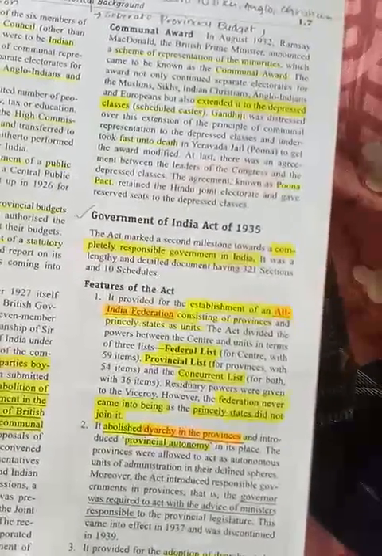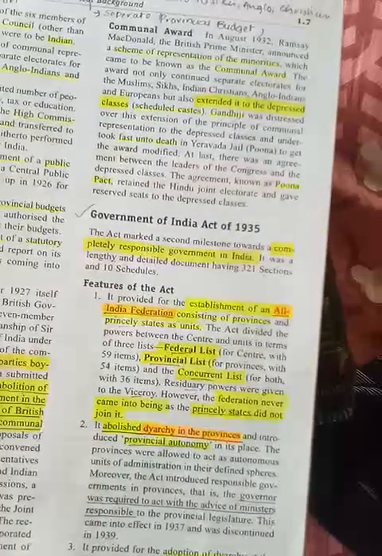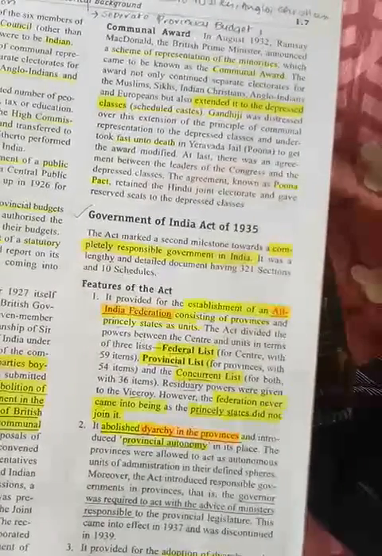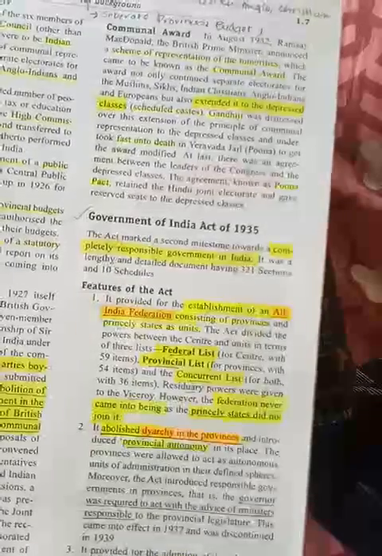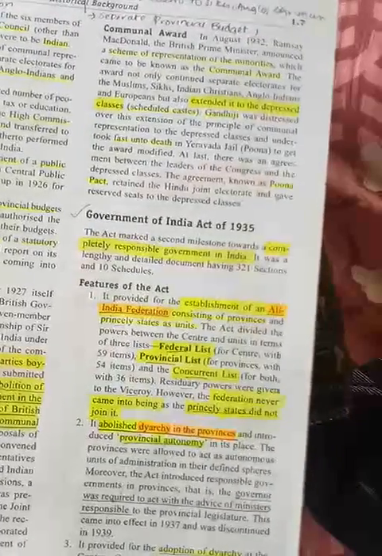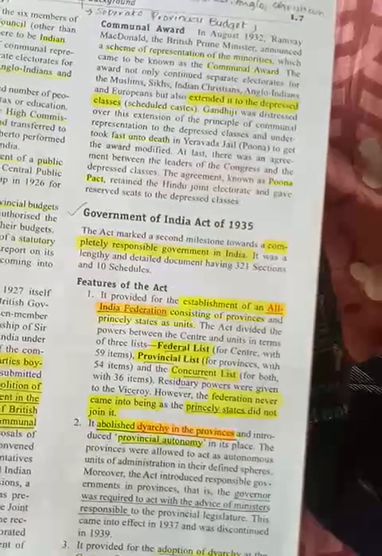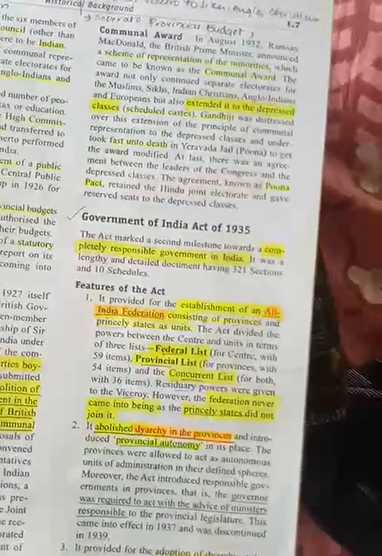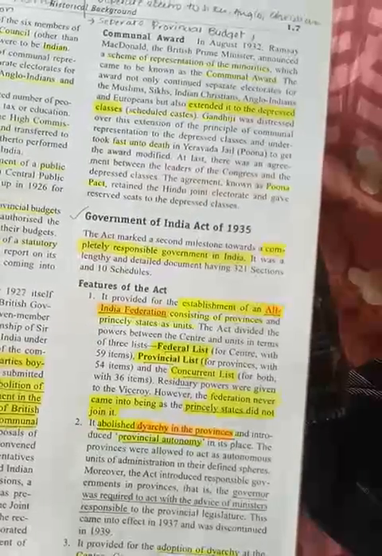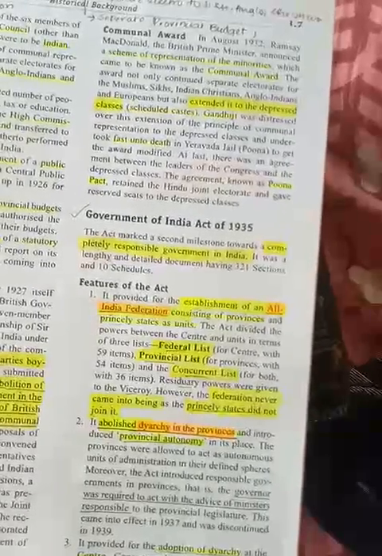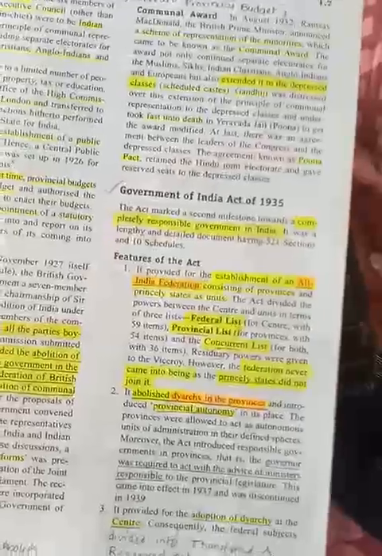Gandhiji took a fast unto death in Yerwada jail in Pune to get the award modified, and at last he was able to influence depressed class leaders like B.R. Ambedkar, and the act is known as the Pune Pact, which retained the Hindu joint electorate and gave reserved seats to the depressed class. Government of India Act 1935.